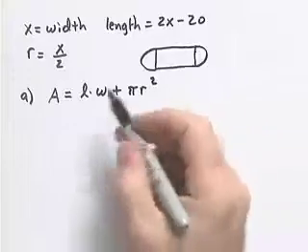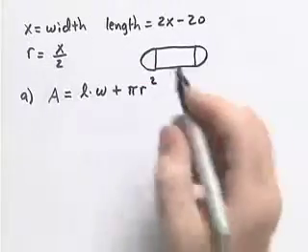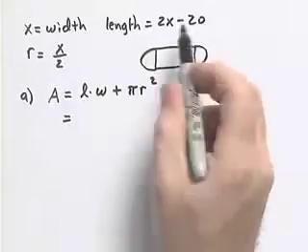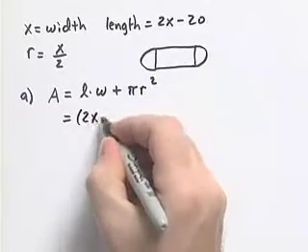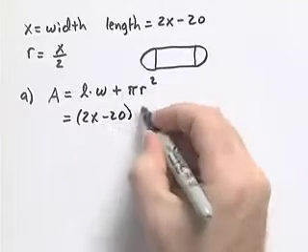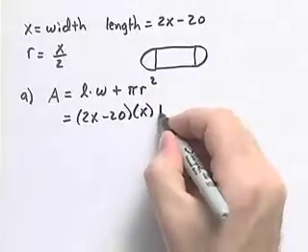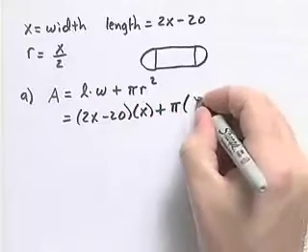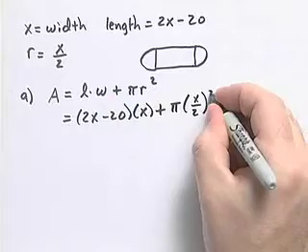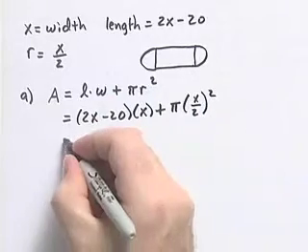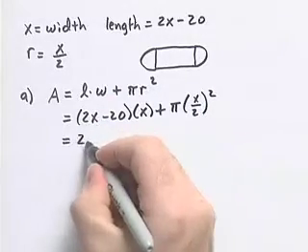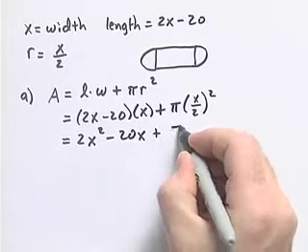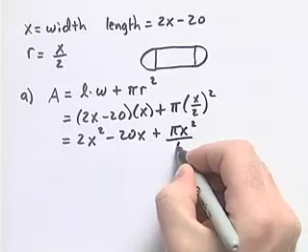Now we need to have all of this in terms of the width x, so we need to put in what we've set up here for our variables. The length is 2x minus 20, so we'll write 2x minus 20. The width we said was x, plus pi times, now the radius we said was x over 2, so we have x over 2 squared. We want to clean this up a little bit. So we'll have 2x squared minus 20x plus pi x squared over 4.